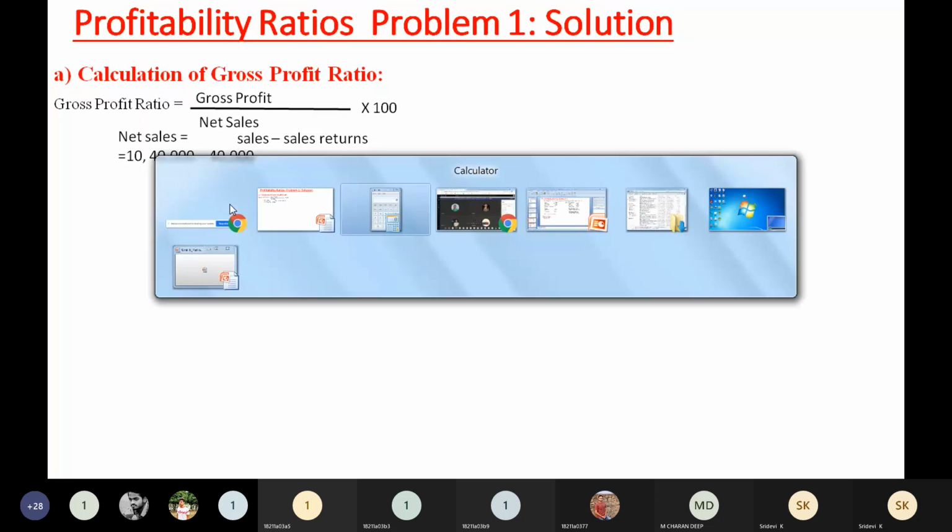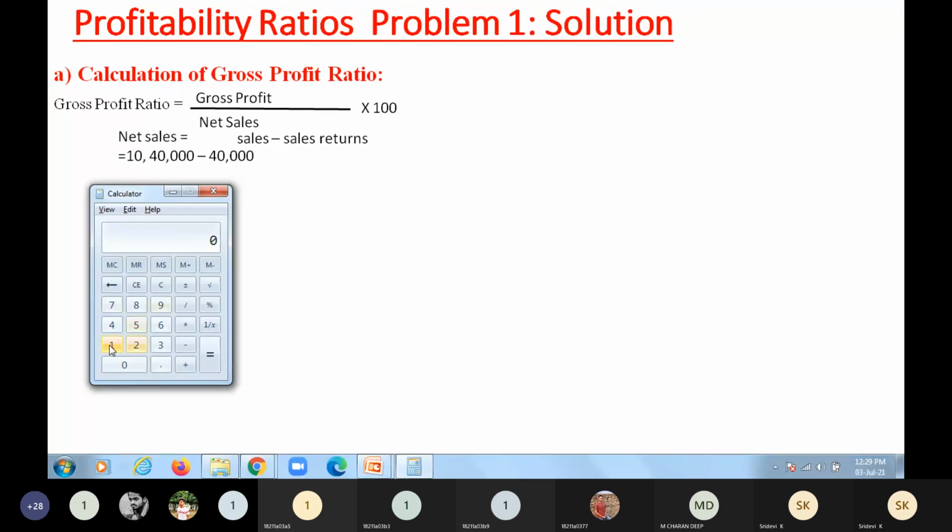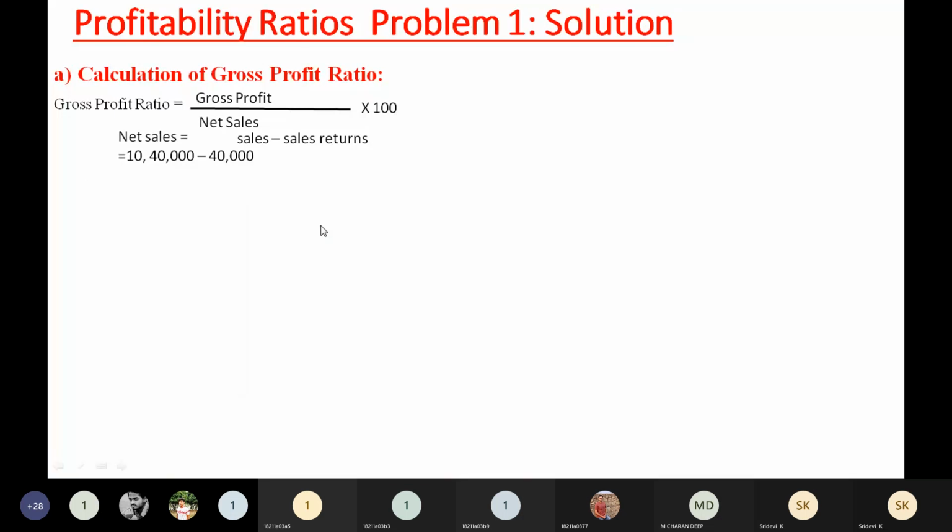Okay. So 10 lakhs 40,000 minus 40,000. So that will give you how much? 10 lakhs. So 10 lakhs is the net sales. So that you show here: net sales is equal to 10 lakhs. And we got net sales, no?